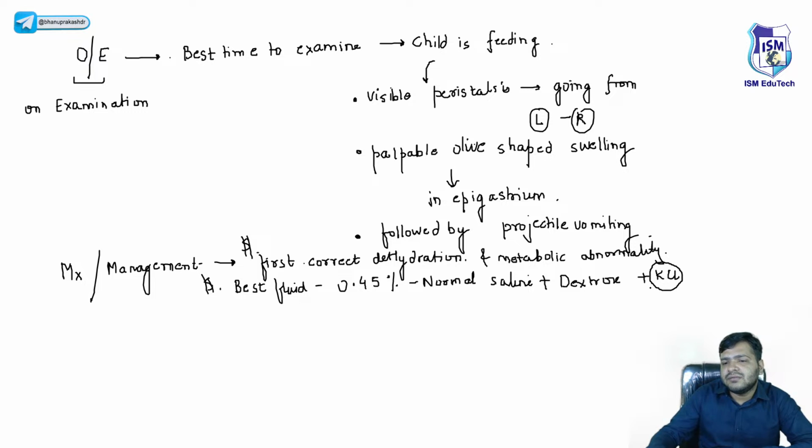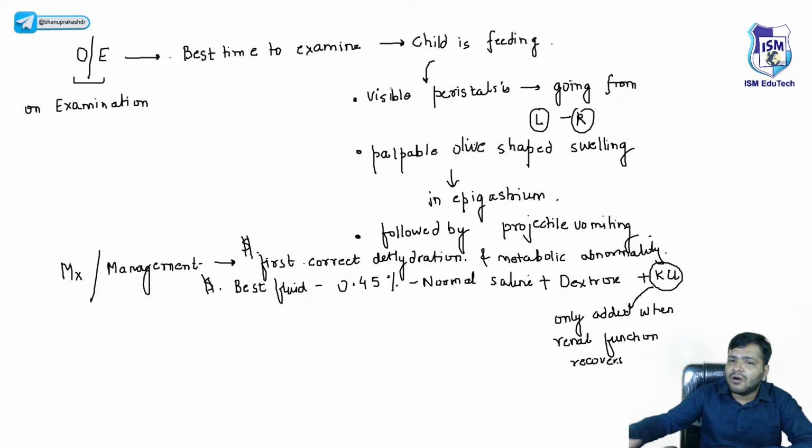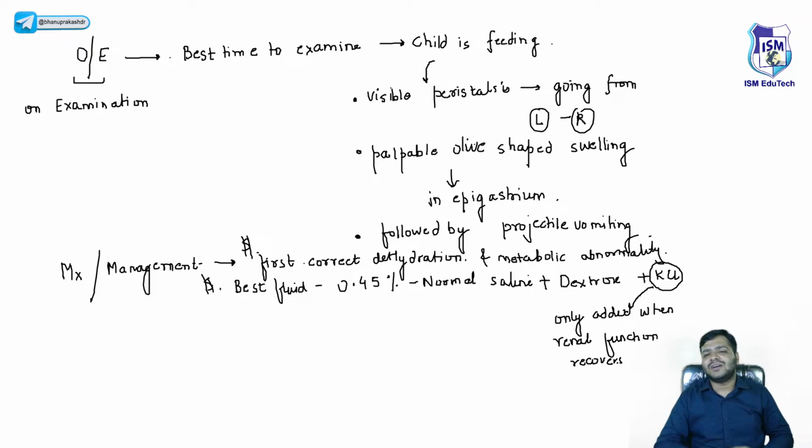Again, about KCl, just remember one thing: it is only added when renal function recovers. Kidney function test, renal function recovers. Otherwise you keep adding KCl and it keeps going out through the kidney, so there is no benefit of adding KCl. It is only added when the renal function recovers. Yes, dextrose plus normal saline, that is 0.45%, plus KCl.